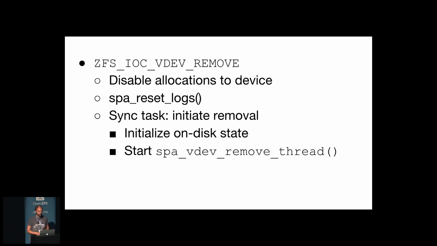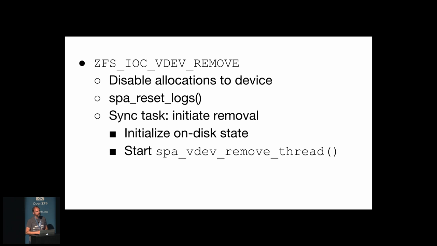Okay, cool. So now that we've decided we're actually doing this device removal, we start by disabling allocations to the device. So we won't have any writes to that device while we're in the middle of the removal. To hopefully make sure that we really don't have any writes to it, we do the spa reset logs. Does anybody know what that means? What does this function do? No, excellent. Oh, two people know.